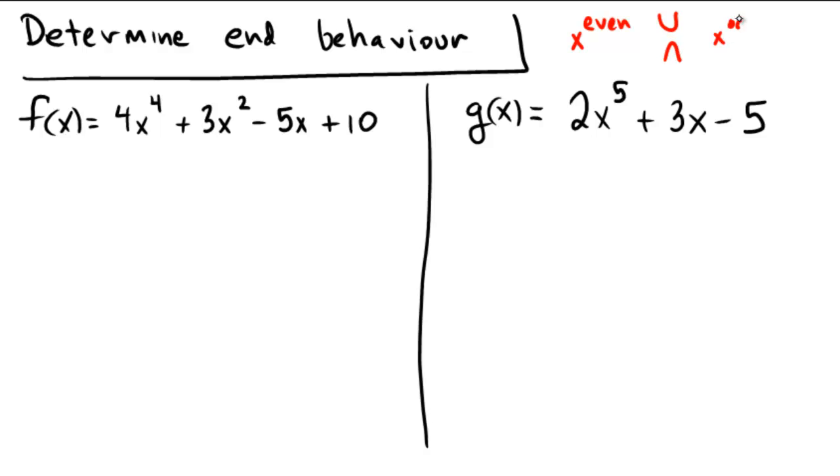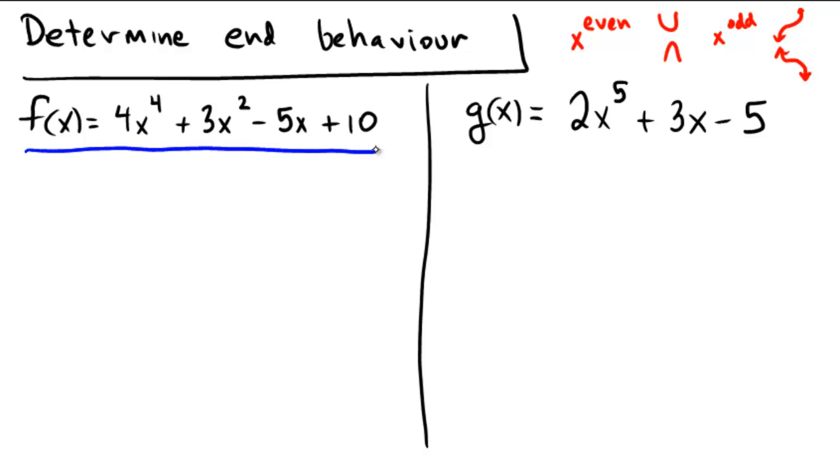And if x happens to be raised to an odd power, we have what I like to call John Travoltas, which either go up like that or down like that. I call them John Travoltas because it kind of looks like he's staying alive, staying alive. Okay, so what's our first example?